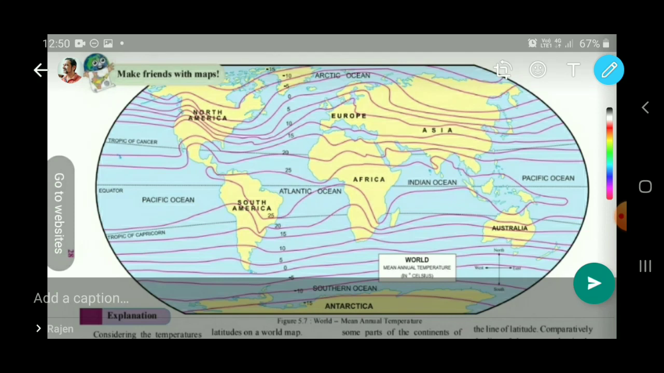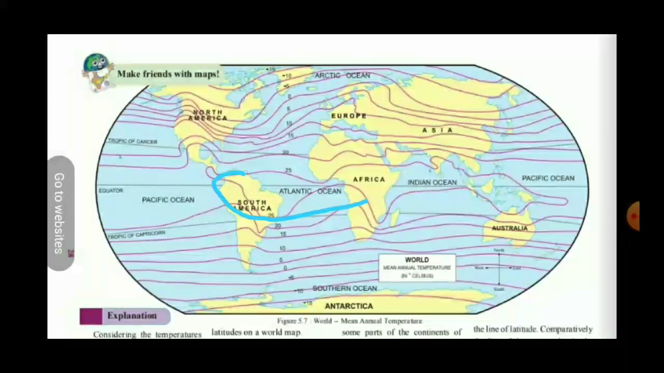The shape of this line appears like an ellipse on the map. Can you see? This is not a straight line, but it is in an elliptical shape. Okay, it is forming an ellipse.